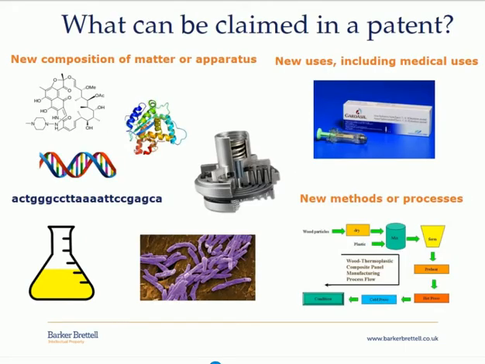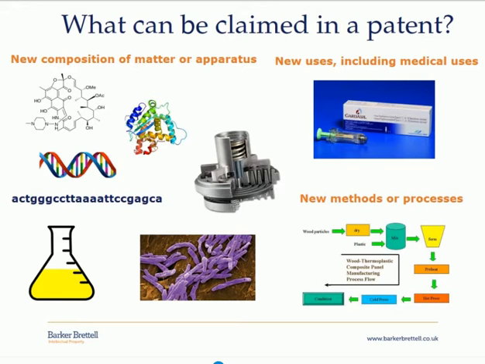So lots of different things can be claimed in a patent. Any new composition of matter or apparatus, so if you've developed a new drug, you can get protection for that. New uses, including medical uses. So if you've been using ibuprofen to treat headaches for years, but you suddenly realise that ibuprofen could also be used to treat gout or cancer or something, and that wasn't known before, you'd be able to get protection for that particular use of the drug.